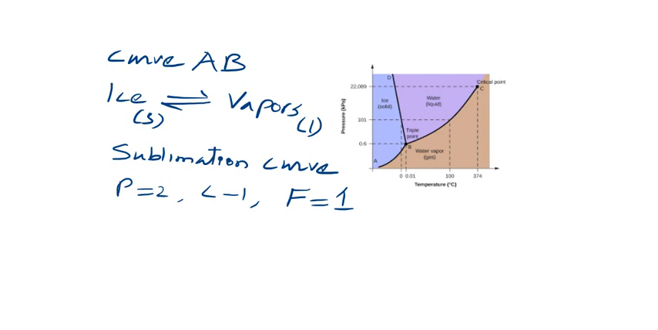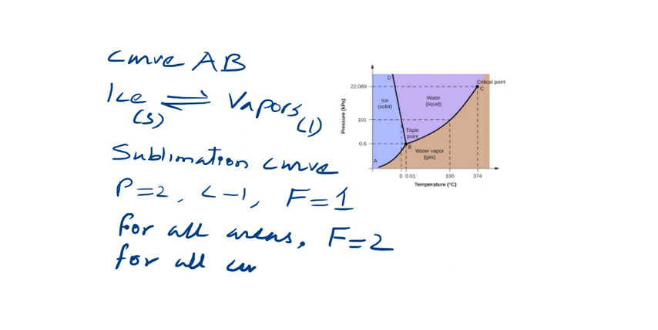So we can see that for all areas, F is equal to 2. For all curves, F is equal to 1. So you need not see the type of curve, or which phase it is. So uniform and so unique is the phase rule, that only the numbers can define or predict what will be the degree of freedom.